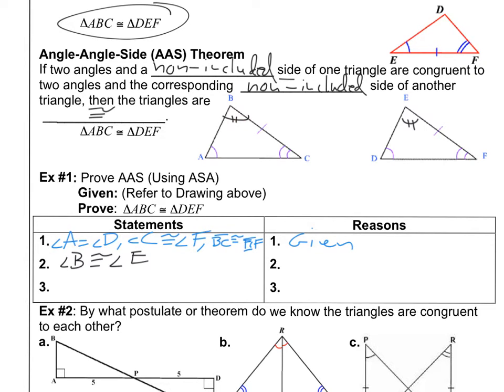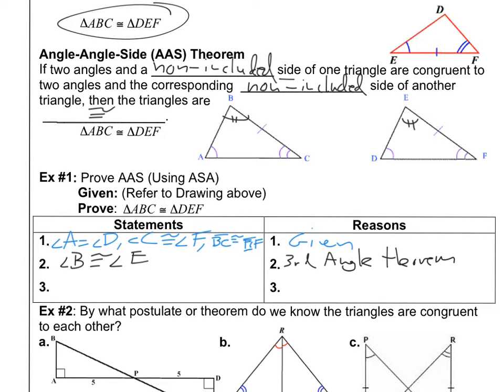Well, there's actually a theorem for that. It's called the third angle theorem. And you don't have to write this out, but if you wanted to, you could say what the third angle theorem says. And it just says basically if you have 2 angles in a triangle congruent to 2 angles in another triangle, then the third angle must be congruent.